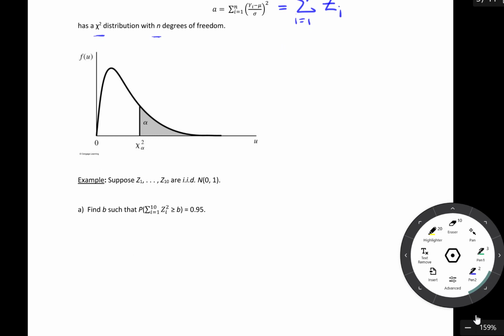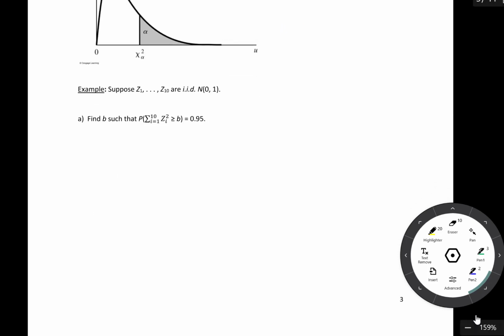So notice we're summing over the y's standardized and squared. Just as a reminder, we have a picture here of a chi-square distribution. For example, suppose that z1 through z10 are IID normal with a mean of 0 and a variance equal to 1. We're going to sum those 10 standard normal random variables squared. We know by the previous theorem that this is going to be distributed chi-squared.